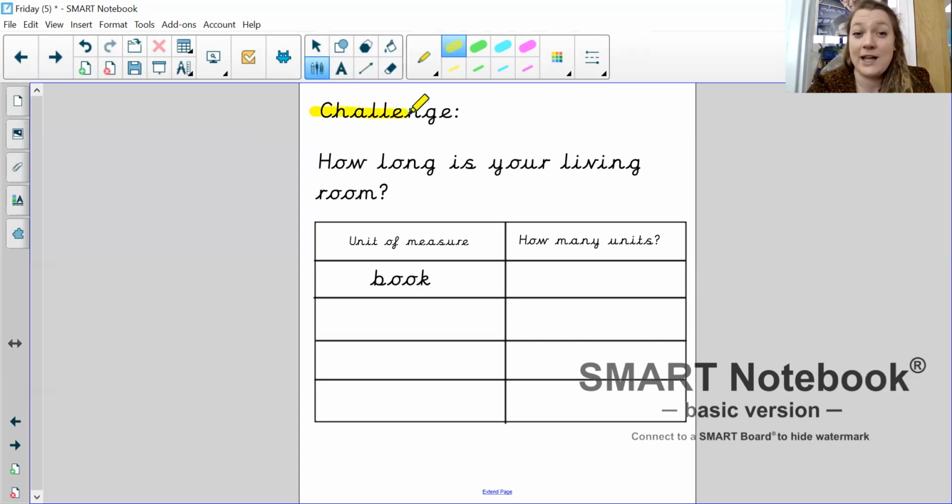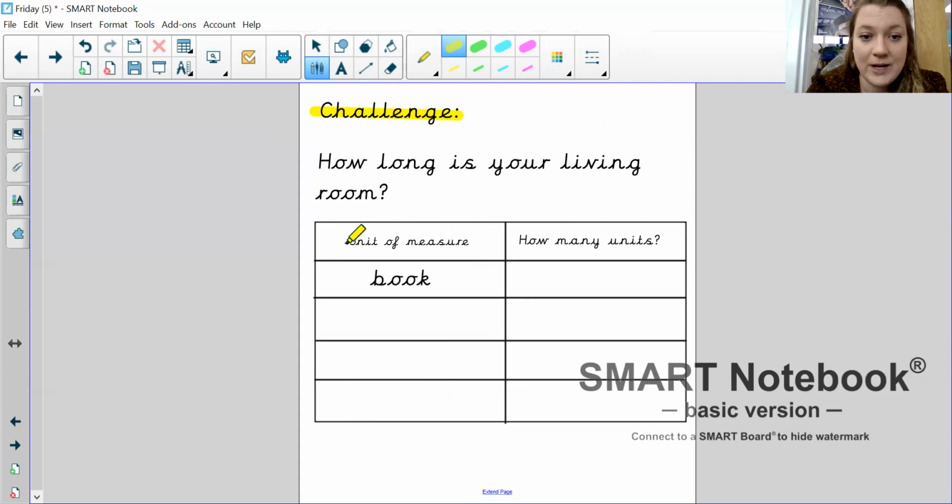Now, Miss Walker loves a highlighter, so let's highlight. Challenge. Okay. I want you to find out how long your living room is. And I'd like you on a piece of paper, preferably using a ruler so your lines are nice and straight, to copy this table.